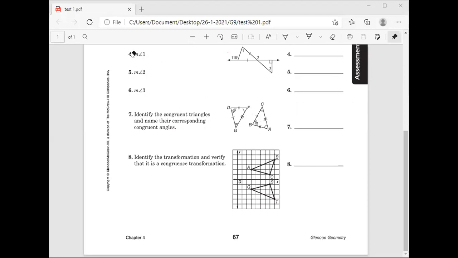Question number 4. Did you see question number 4? Yes, miss. We want to find the measure of angle 1. It will be how many? Measure of angle 1, Adham. It will be how many, Adham?